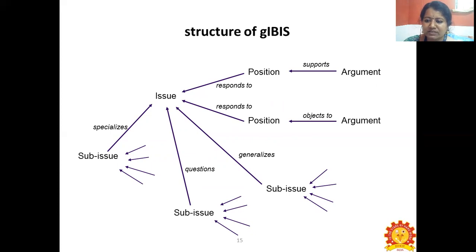Next, we'll have some of the sub-issues. Those sub-issues will generalize the issues, will question the issues, and also the sub-issue will specialize the issues. So this is the structure of the graphical issue-based information system.